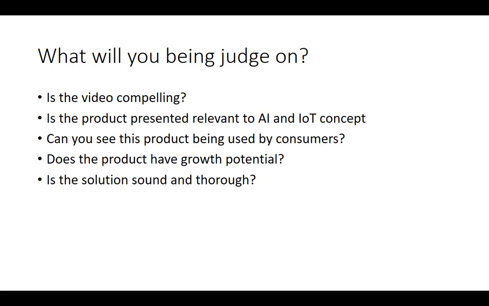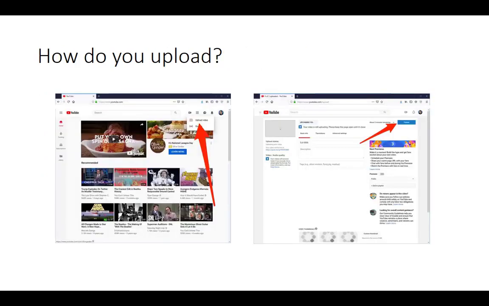So how do you upload your video? So to upload your video, you need to navigate to YouTube in a web browser. Make sure you are logged in. If you don't see your account avatar in the upper right corner, you need to click sign in and enter your Google account information. Click the create a video button at the top of the screen.